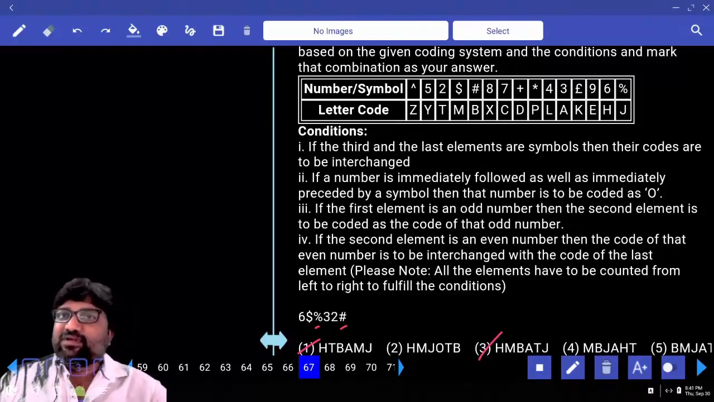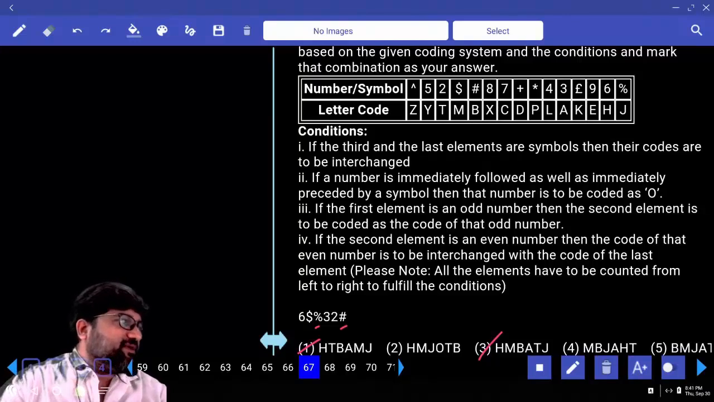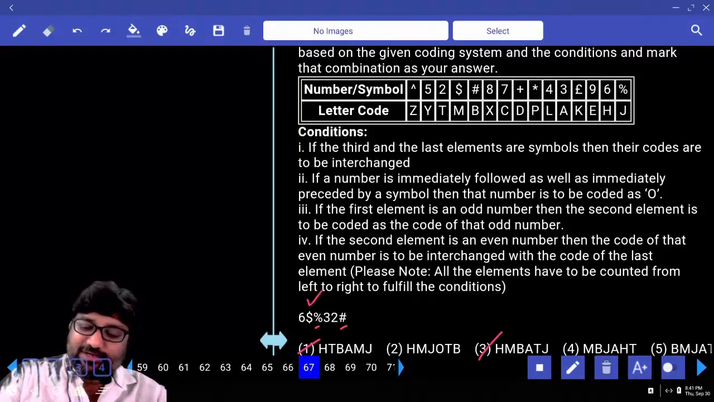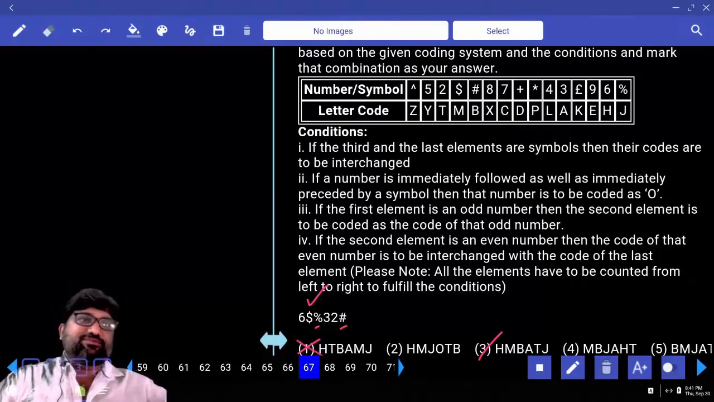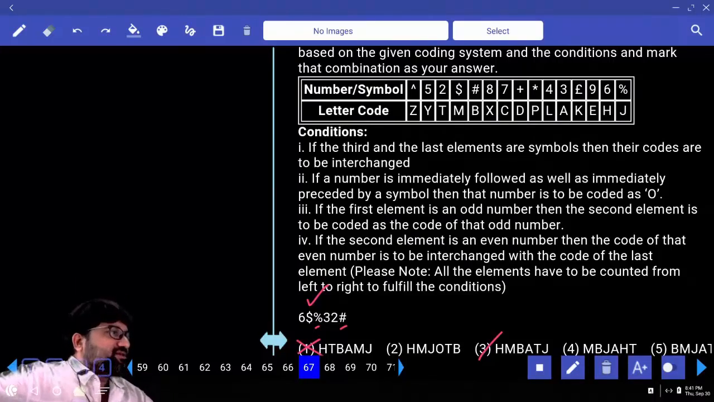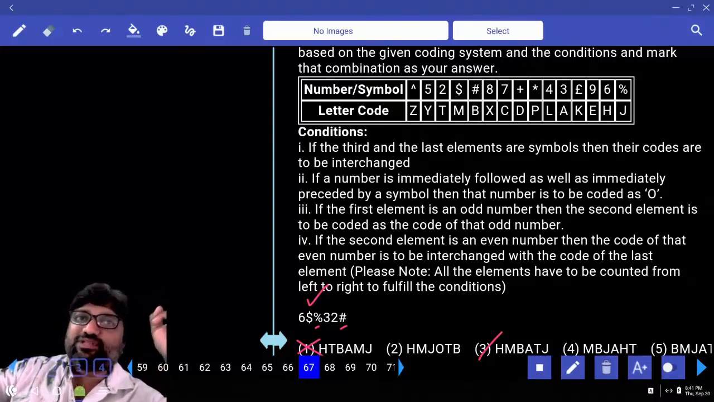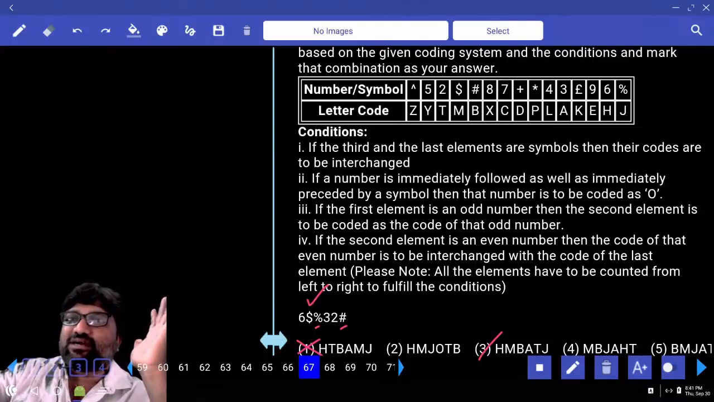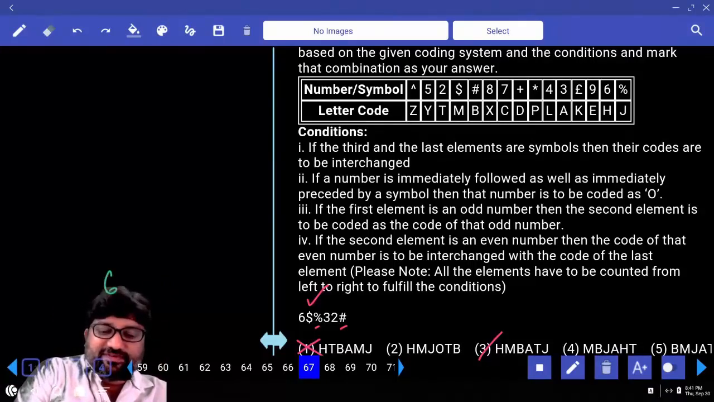Same letter. We'll go for the second letter. What is the second letter? T and M. And if I search the code for the second element, it is more than enough for me. What is the second element here? Dollar. What is the code for dollar? M. So what is my answer? It's the third option. Understood? Just by checking the codes for only 3 elements, I have marked this answer. Is this clear? So for the first rule, 67 is done.